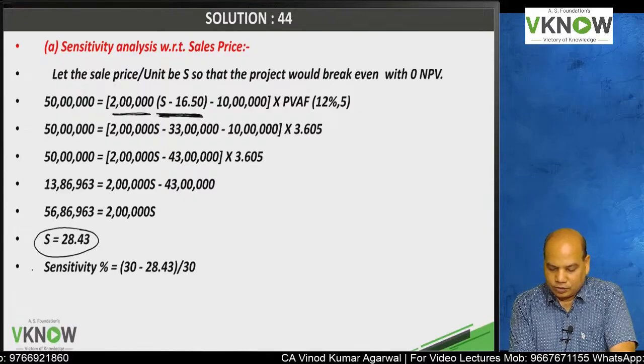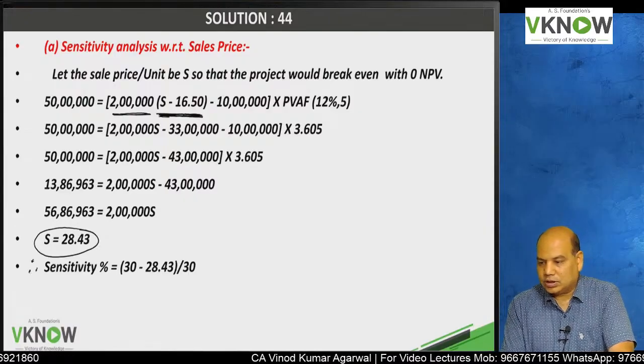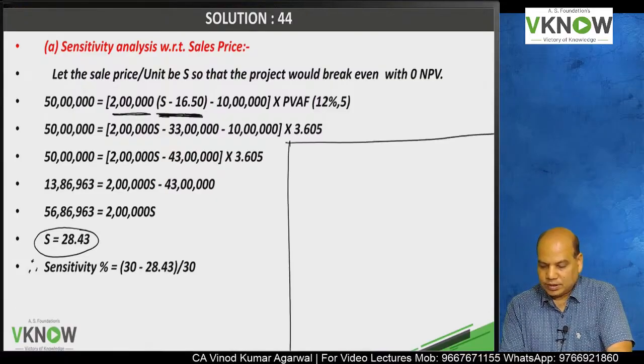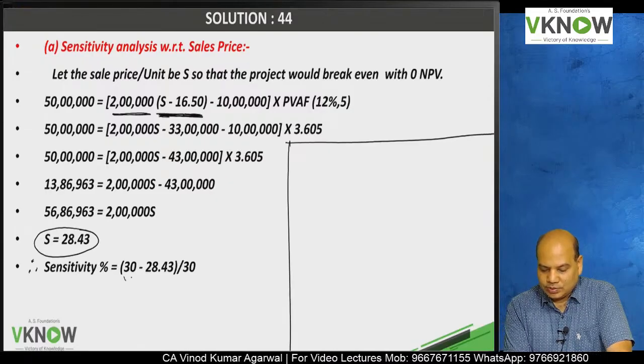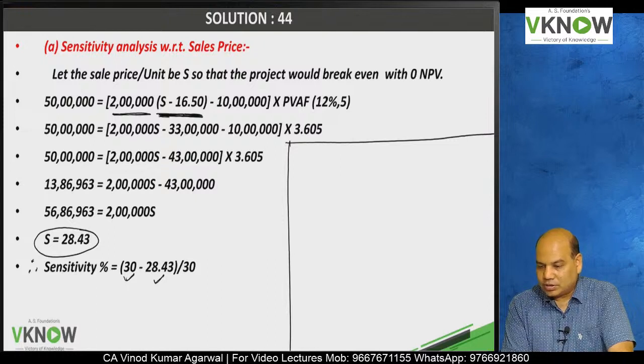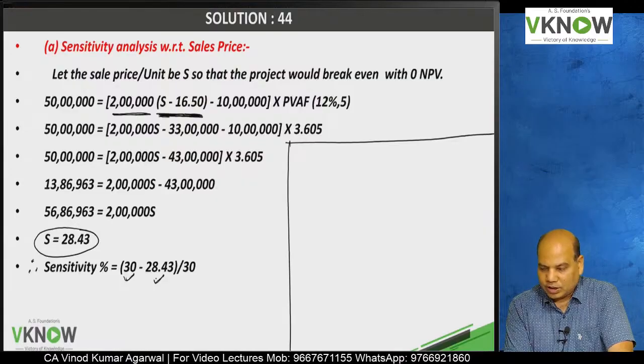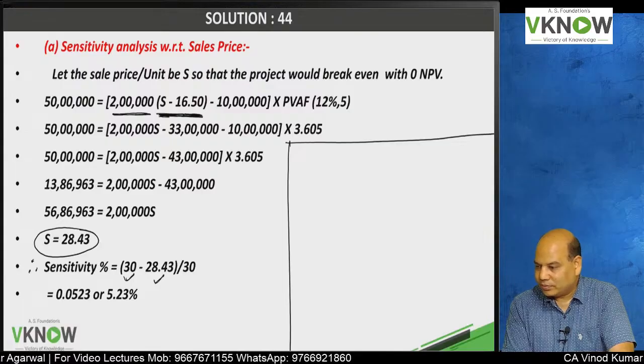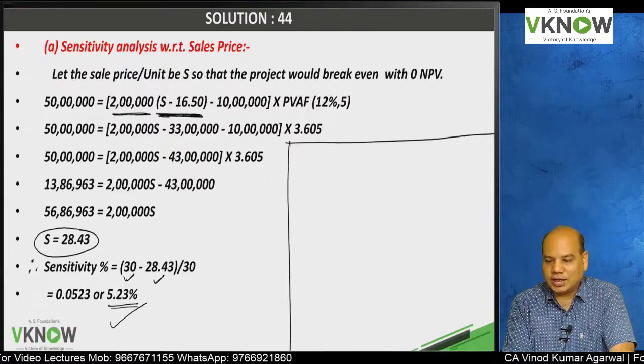28.43. Therefore, sensitivity percentage is the original estimated selling price 30 minus the break-even price, the price at which NPV is 0, 28.43. So this is my margin of safety, divided by 30. Answer in percentage now. Is it 5.23%? Please quickly. Yes, 5.23 is right.